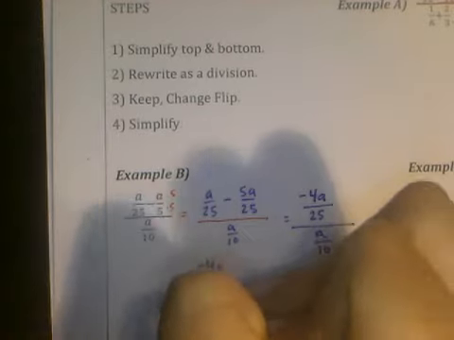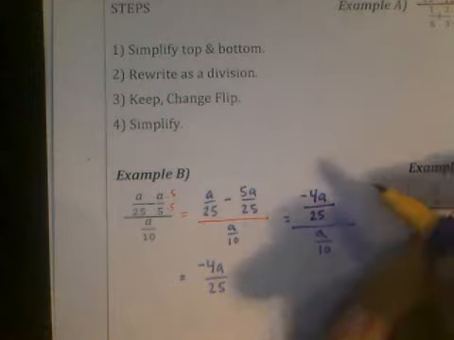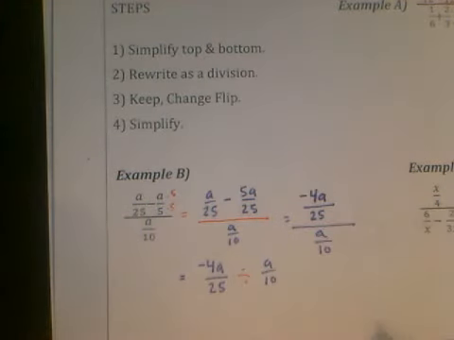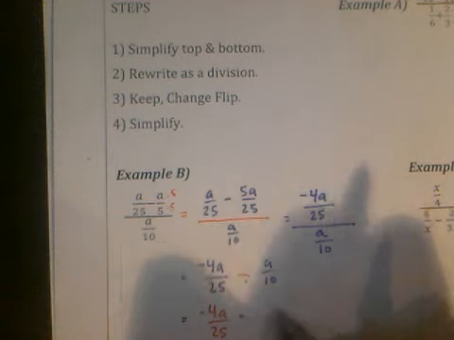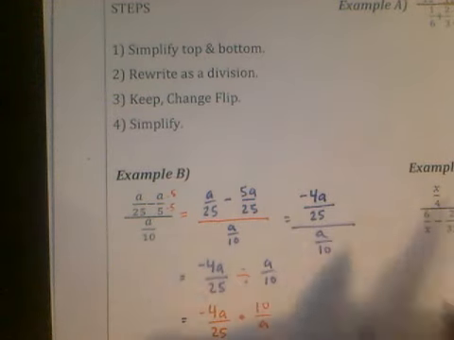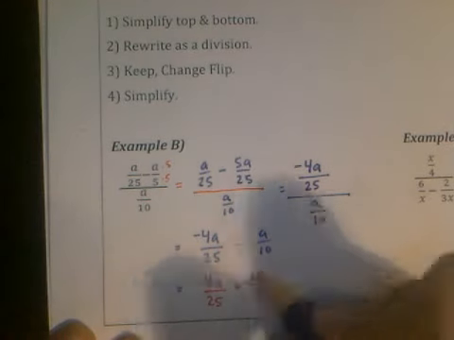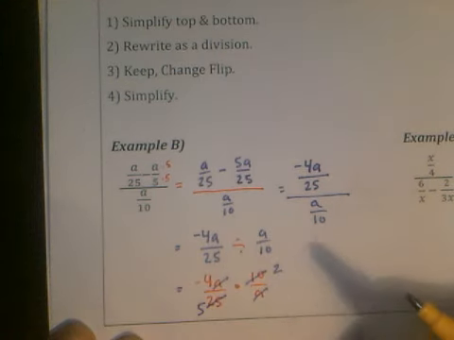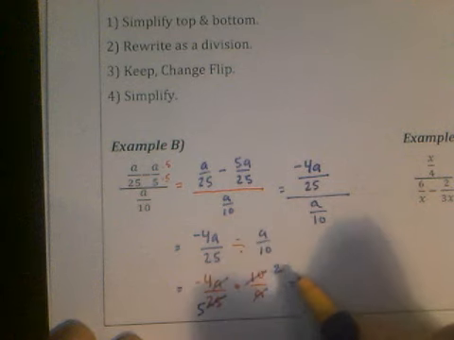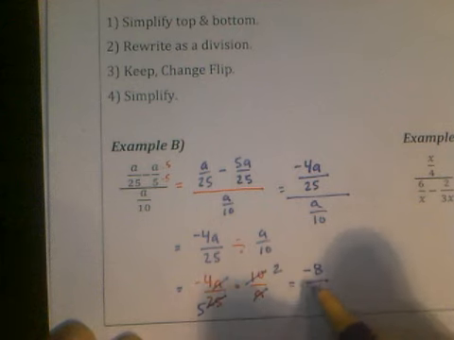So what we really have is negative 4a over 25 divided by a over 10, which simply equals negative 4a over 25 times 10 over a, because I flipped the second fraction. From here, I can simplify a couple things. First of all, 10 and 25, that's the same thing as 2 over 5. And a divided by a will also cancel out to be positive 1. Multiplying everything that's left, I get negative 4 times 2, which is negative 8, over positive 5.